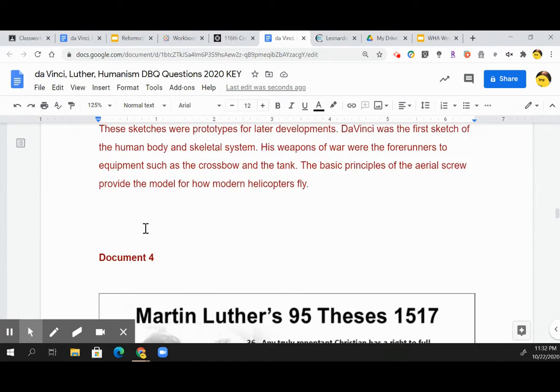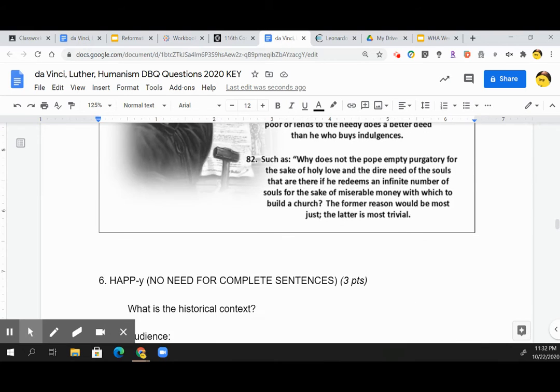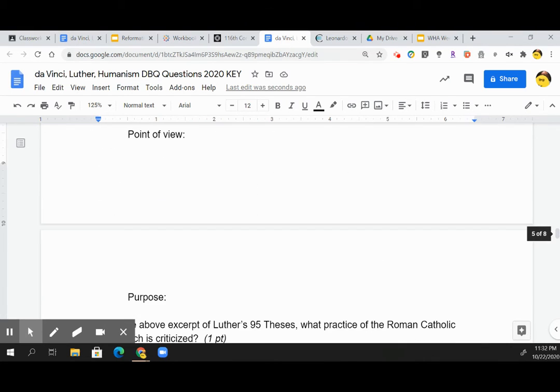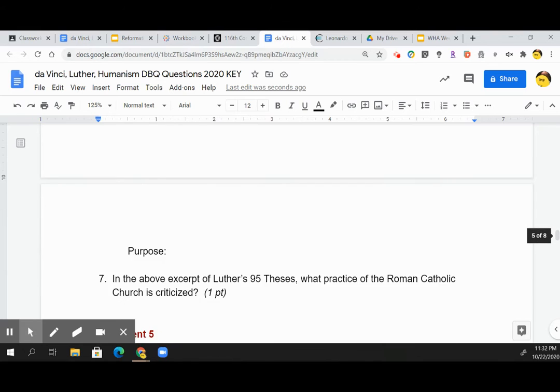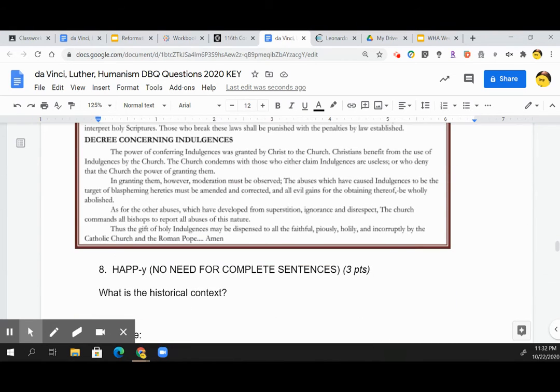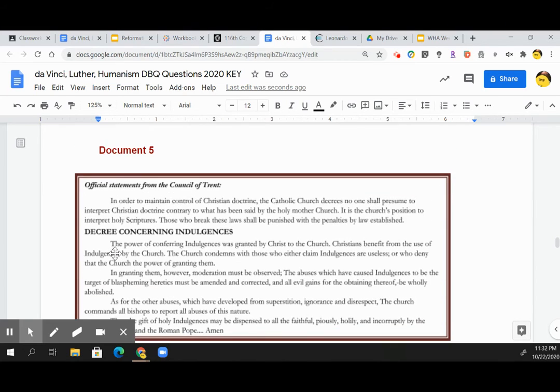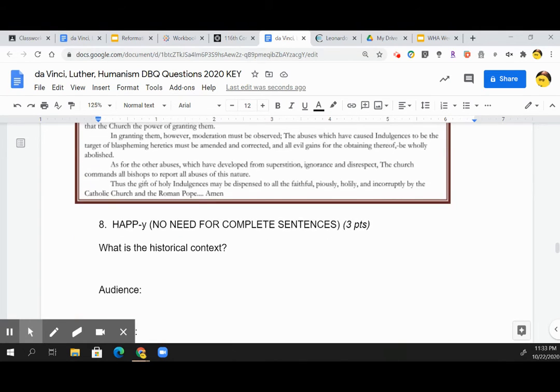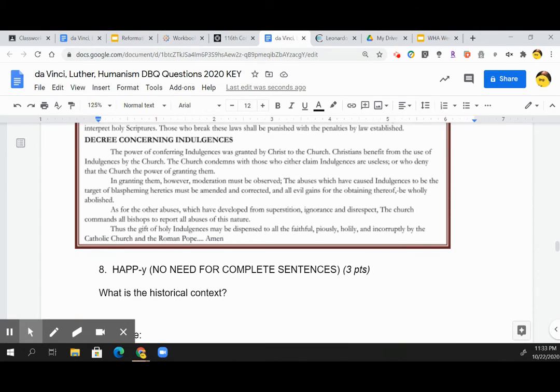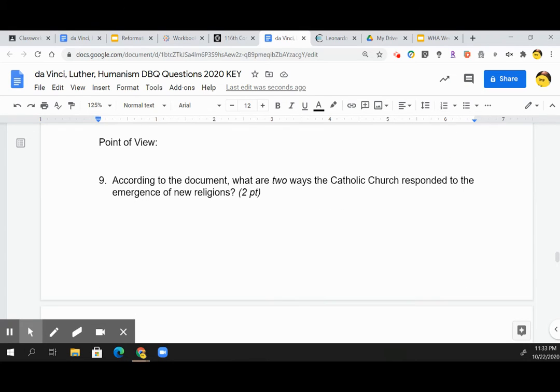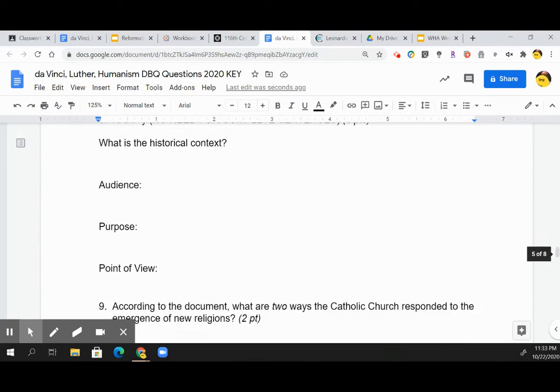I'm not going to belabor all of these, but you have Luther's 95 Theses. We already know the historical context and the purpose of his 95 Theses. This is again the indulgences, concerning the granting of indulgences by the church. Remember, what's the historical context? The church was responding to Martin Luther, right? And it's talking about how the indulgences were corrupt. And again, you need evidence from the text.